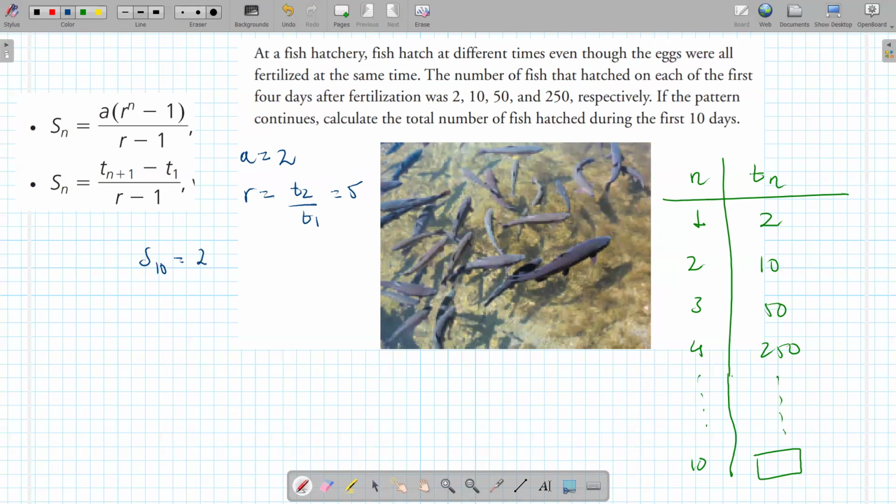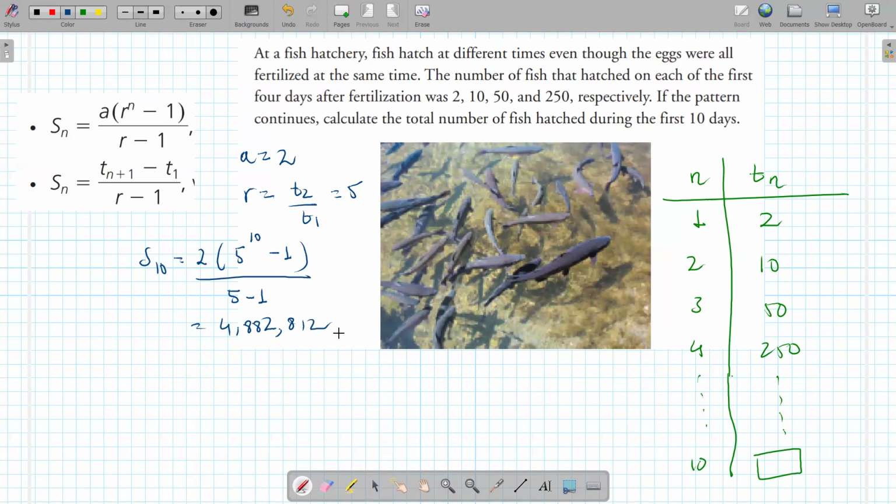So it'll be 2 times 5 to the power of 10 minus 1, all over 5 minus 1. Just following the formula, tit for tat. So 2 times 5 to the power of 10 minus 1, divided by 4. It's a huge number. It's 4,882,812. Cool? That's using the top formula.